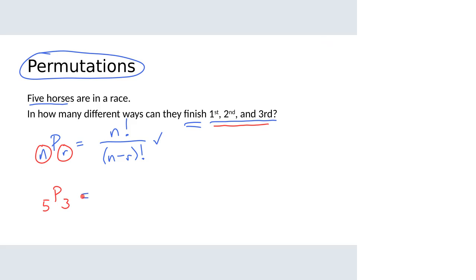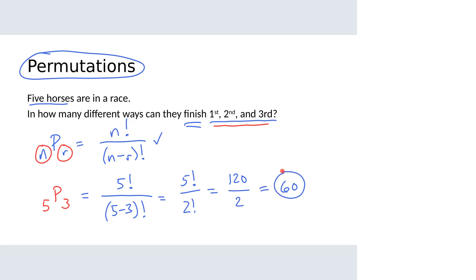With that in mind, I'll plug in. And what I get here is 5 factorial over 5 minus 3 factorial. And so that's 5 factorial over, go ahead and subtract, 5 minus 3 will be 2 factorial. So I've got 5 factorial over 2 factorial. Well, 5 factorial is 5 times 4 times 3 times 2 times 1, which is 120. 2 factorial is 2 times 1, which is 2. And I can divide and find out that there are 60 ways that these horses could finish first, second, and third.